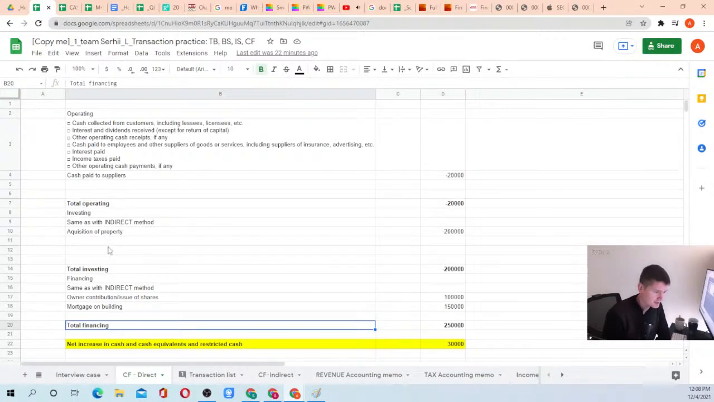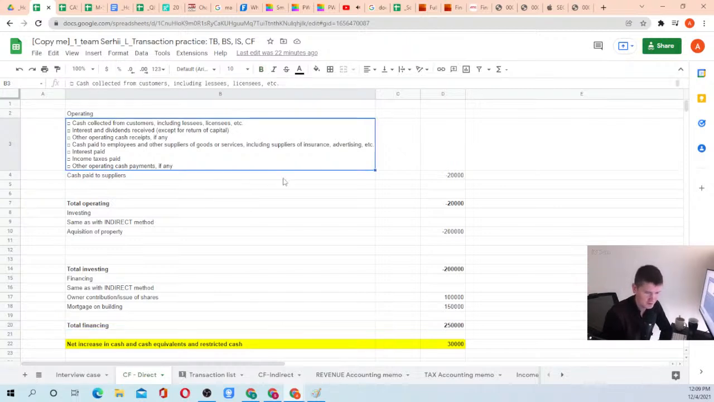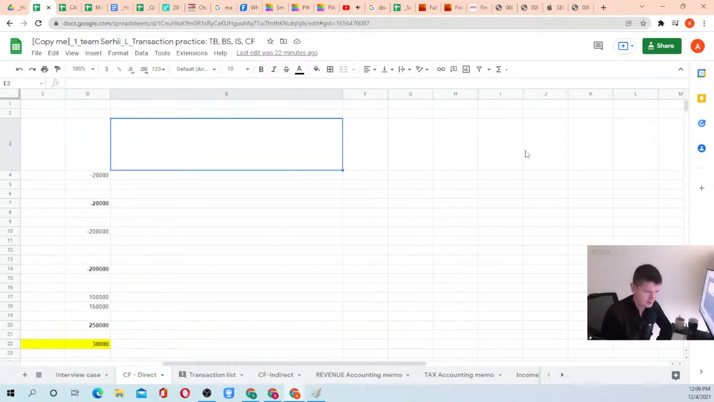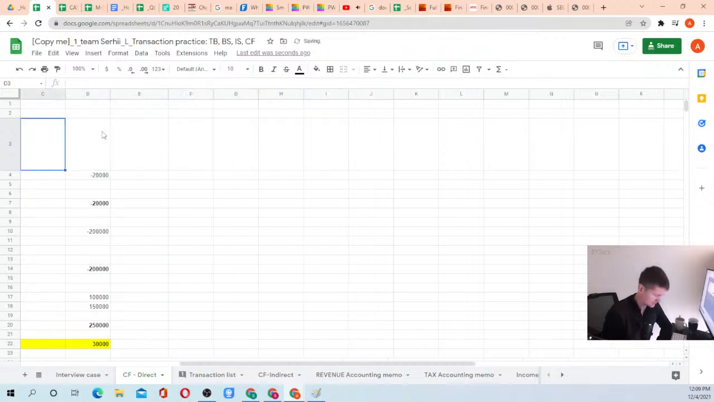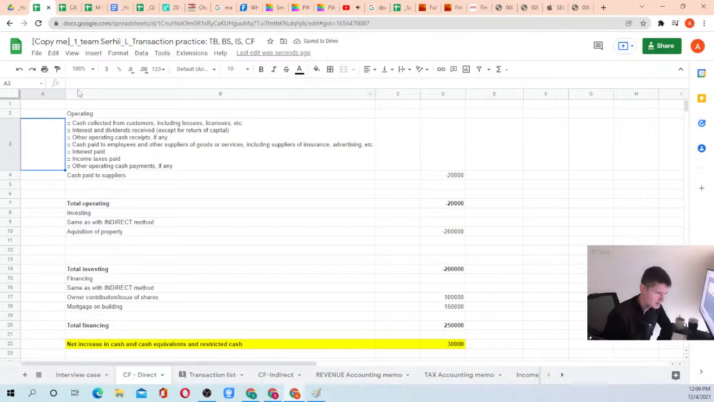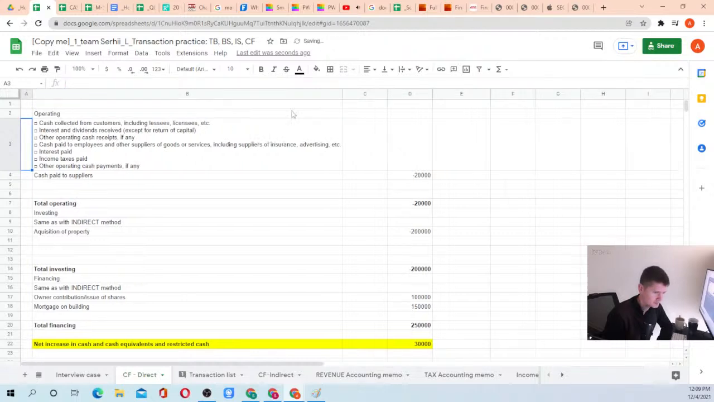And our first exercise is the direct method of cash flows. The way we build it, we will build it using sumifs and lookup sumifs formulas depending on what we need, and we will build it directly from transactions. So let's start here. Let's do a bit of formatting so that we are not messing up anything.